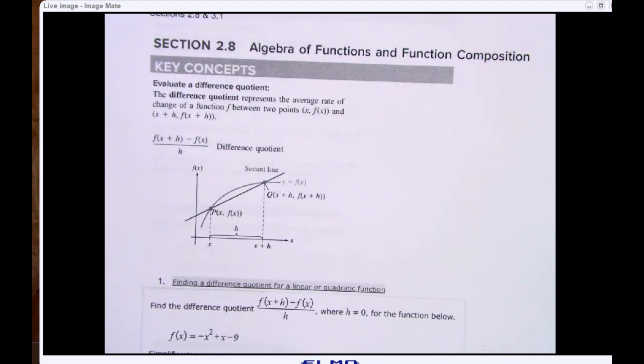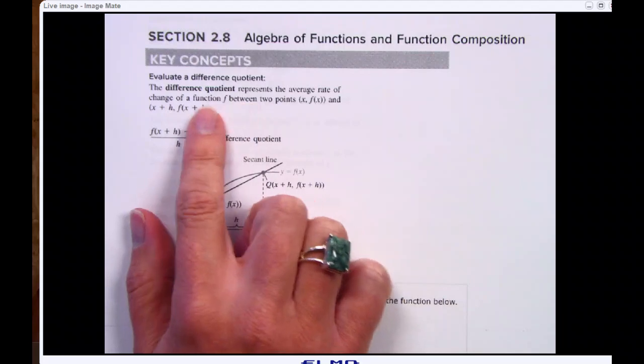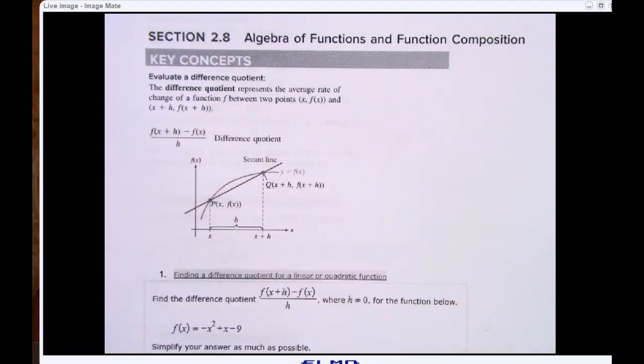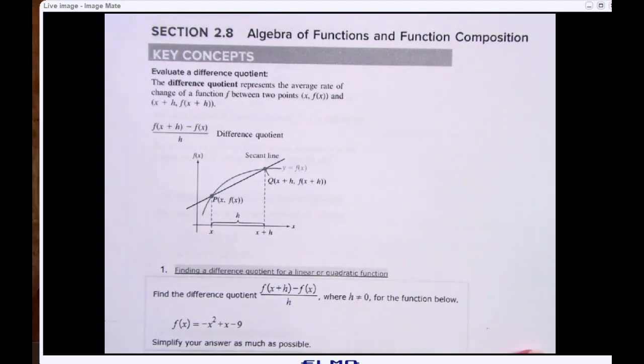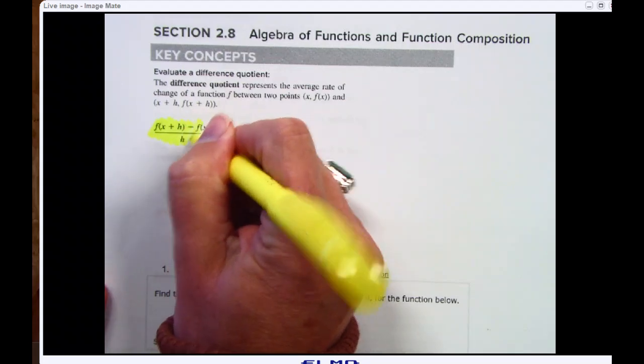If there is anything you're going to maybe have a hard time with in section 2.8, it is these different quotient problems. It's something you haven't seen before, and sometimes it feels confusing to students, just the notation, the way it's written.